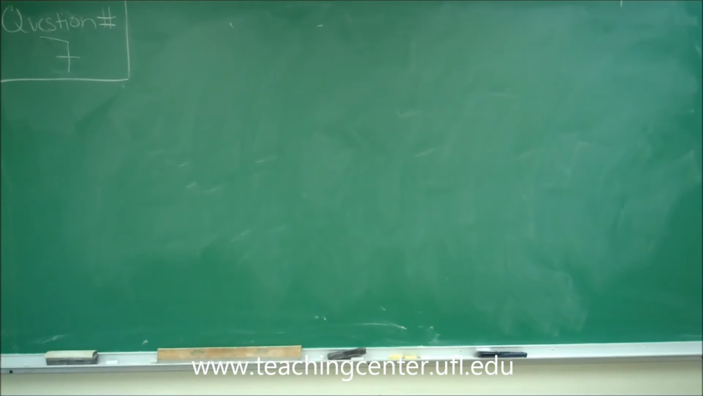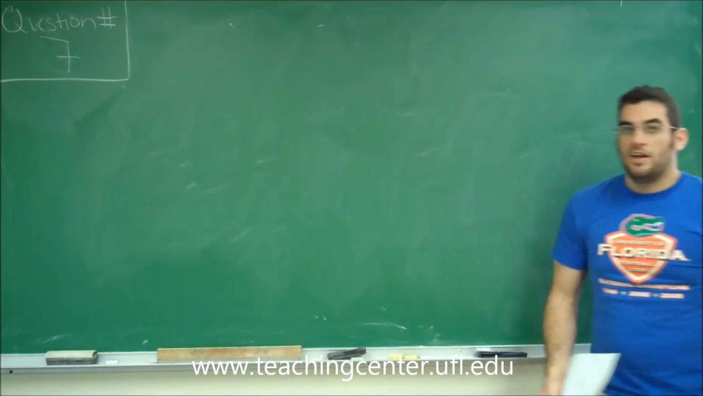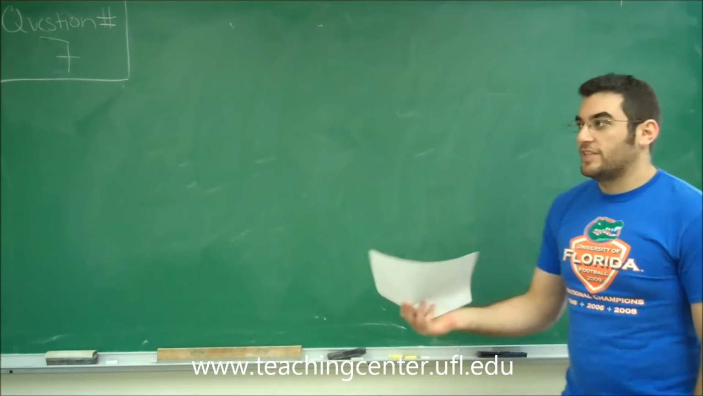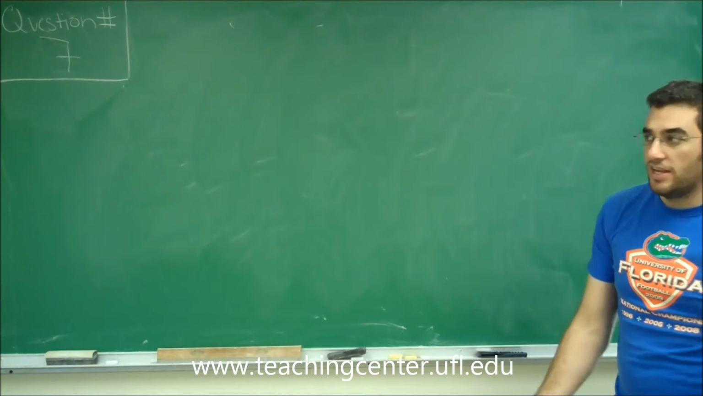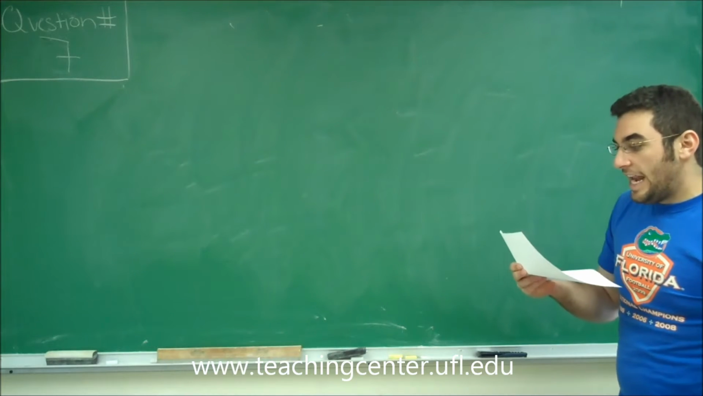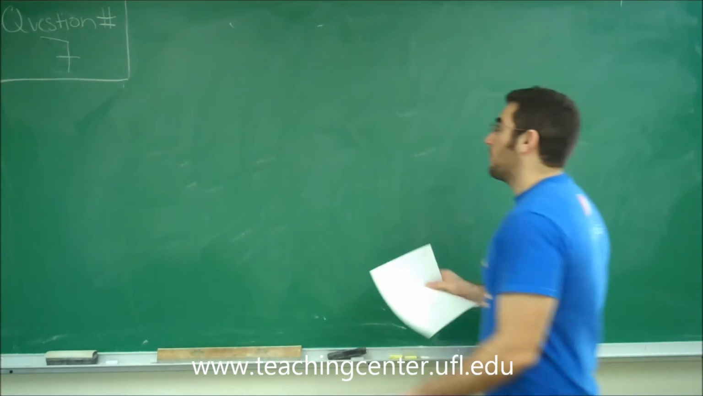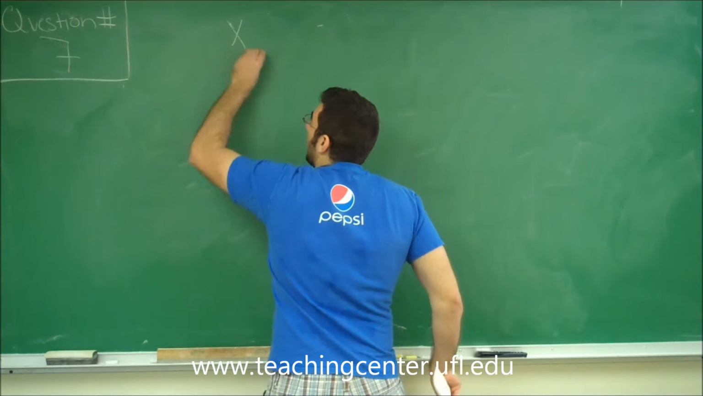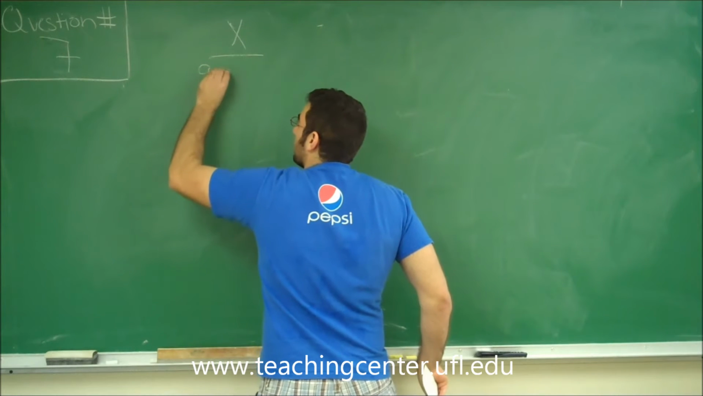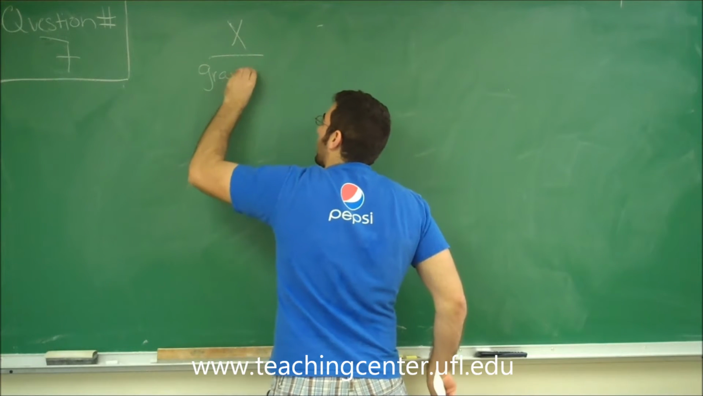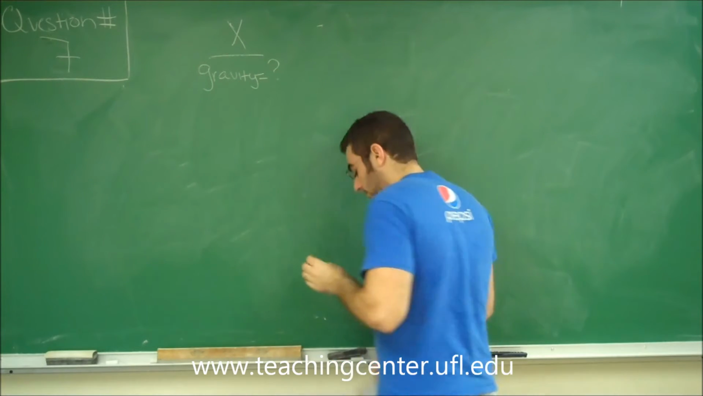Question number 7 is very much liked by physics professors because of its ratios and proportionality. So it says, an astronaut wants to measure the acceleration of gravity on planet X. So let's go ahead and make a chart that says gravity on planet X. And we know that's what we're looking for.